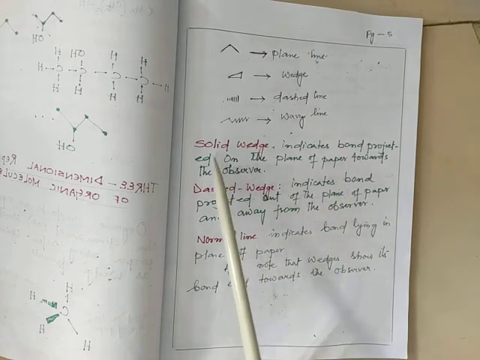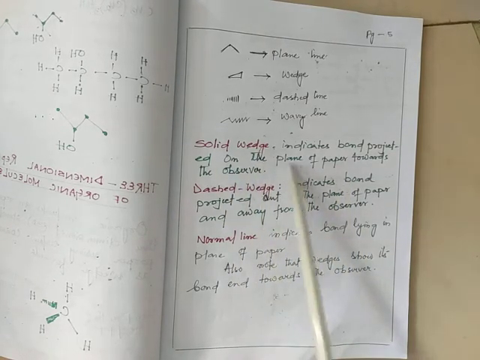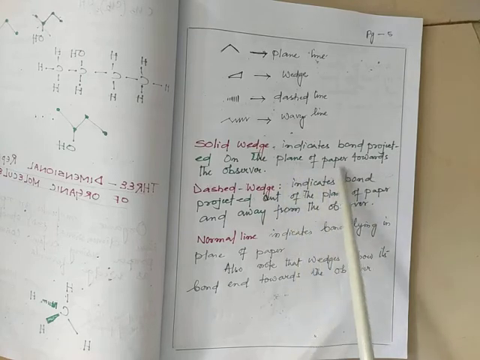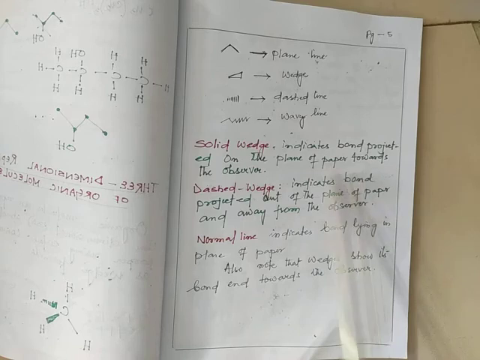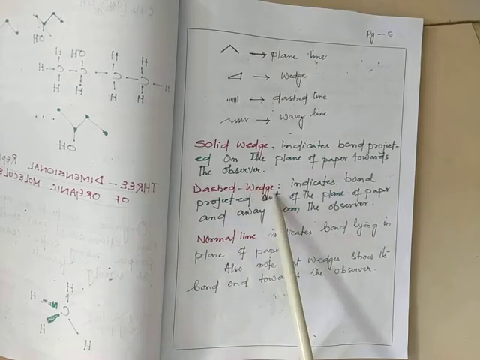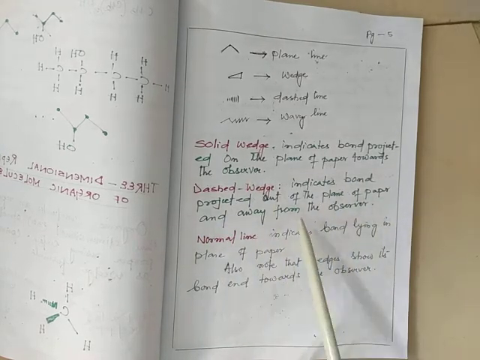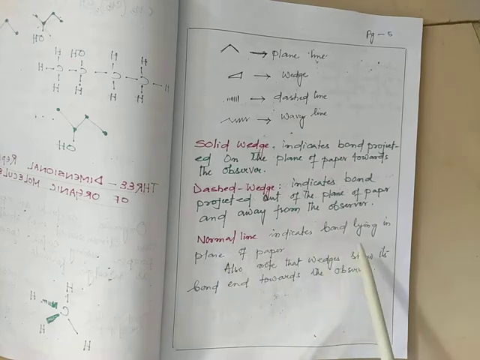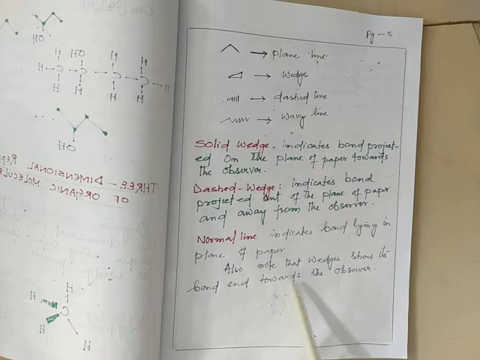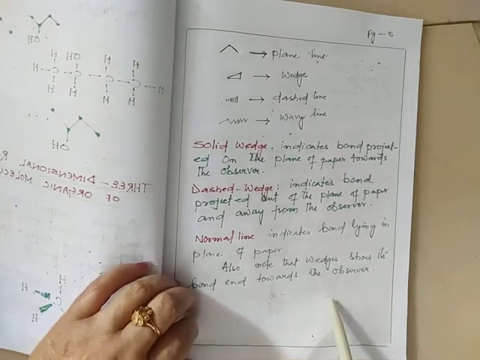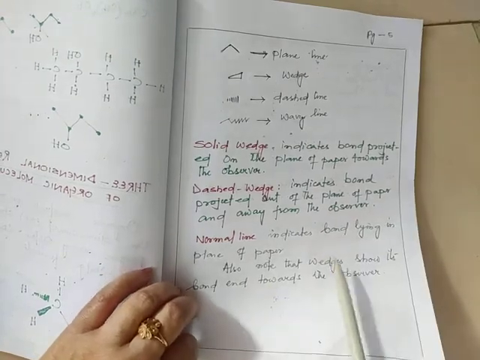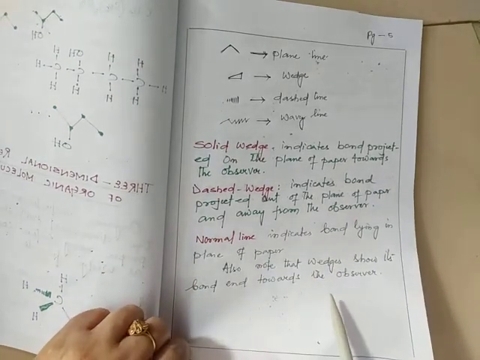Now here I already said that the solid wedge is the bond which indicates the projection on the plane of the paper towards the observer. Then the dark wedge is away from the observer. The normal line indicates the bond lying in the plane of the paper. Then another also, the wedge shows that bond end towards the observer. So now that normal line bond also shows the end of the observer.